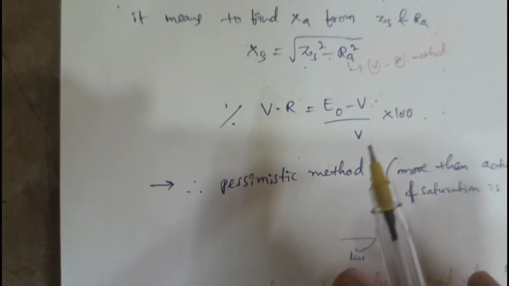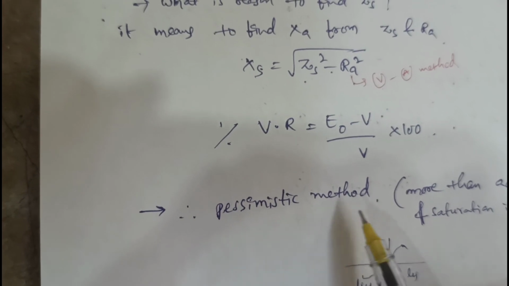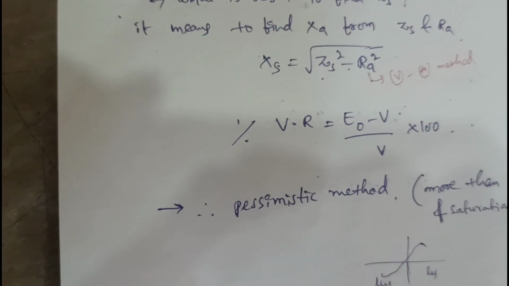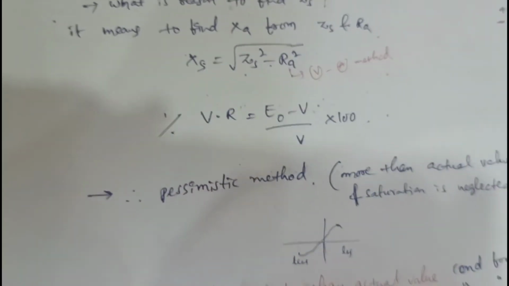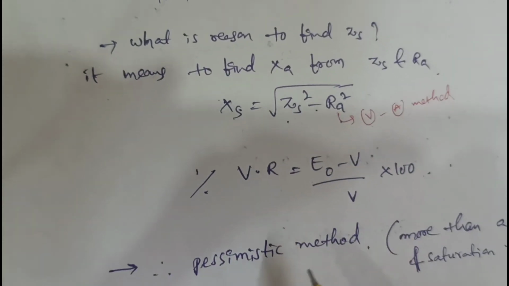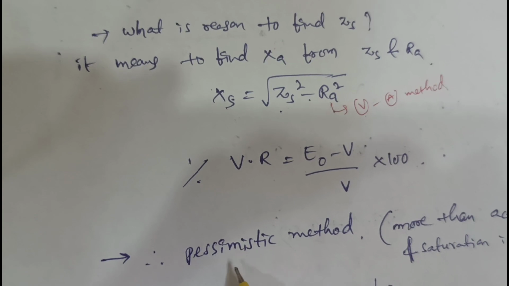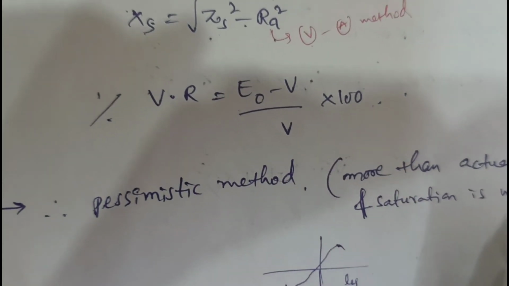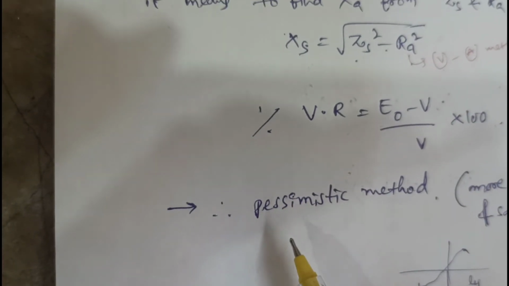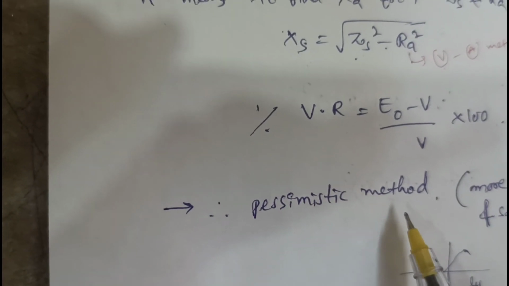In this synchronous impedance method, it is the pessimistic method. Why? Because this method always gives a value higher than the actual value. That's why this method is called the pessimistic method. In this method, saturation is neglected. So that's why this method is the pessimistic method. Thank you.